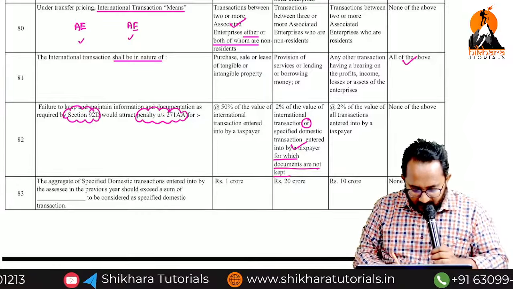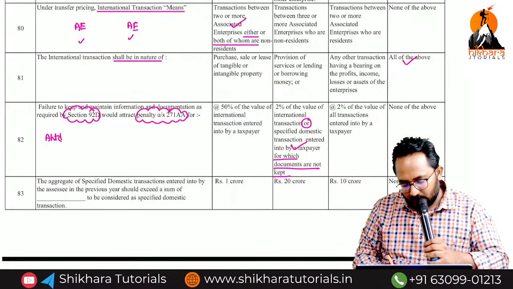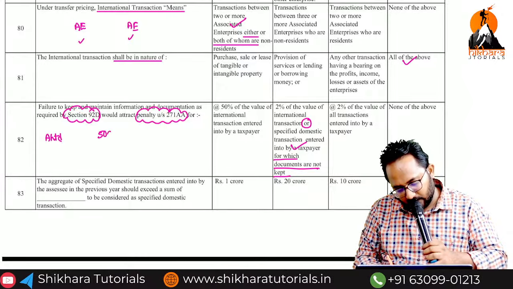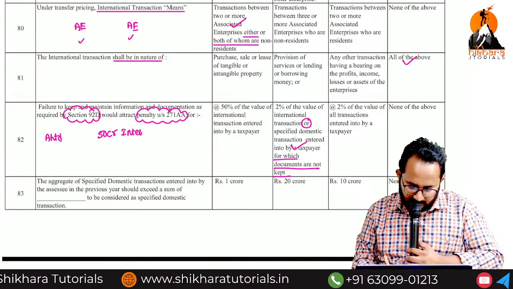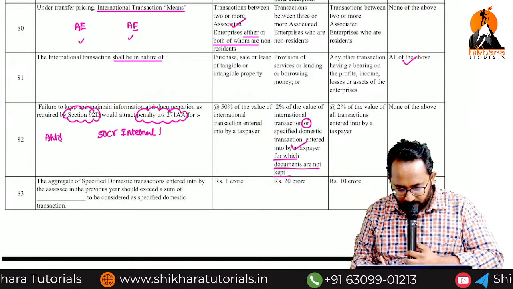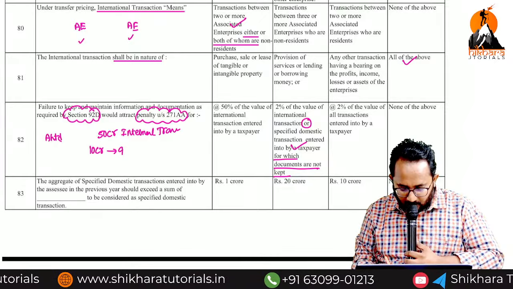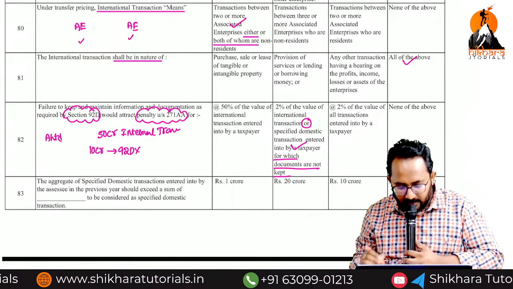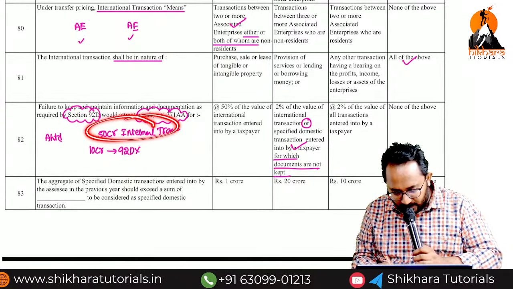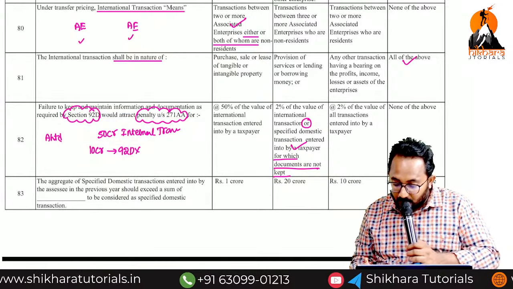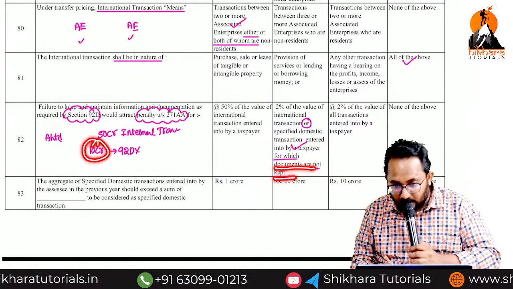Our entity A Limited entered into international transactions of 50 crore. How much? International transactions 50 crore. Out of which, for 10 crore we are not maintaining the 92D records. Now, is the 2% required to be applied on 50 crores or 10 crores? Documents we have not kept for how much amount? 10 crore.